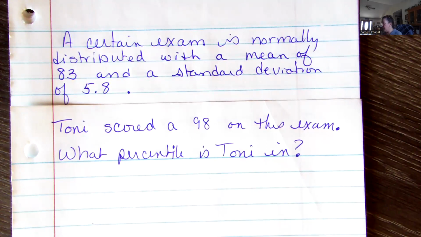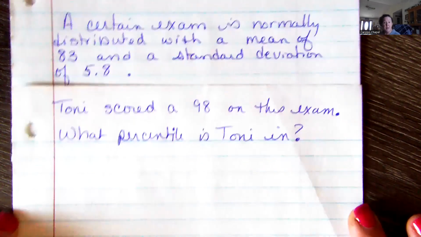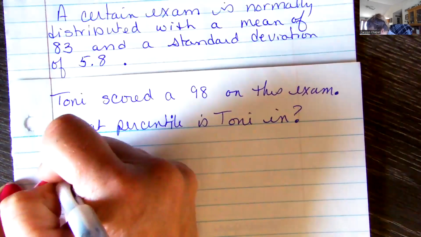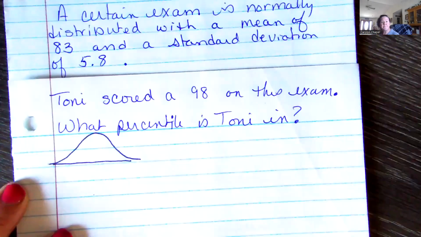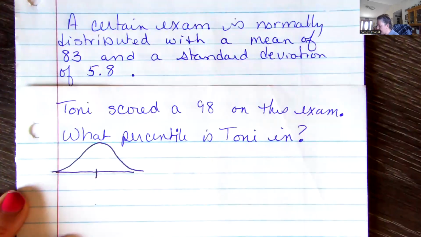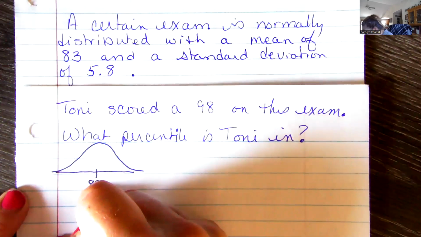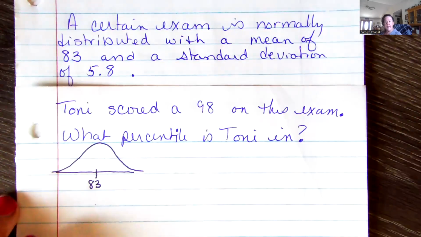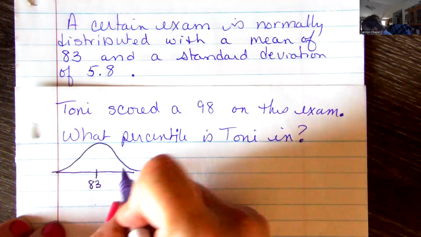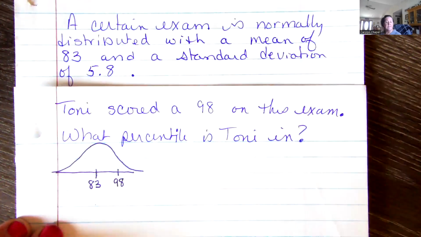Okay, so first thing I am going to use a picture to draw what's going on. So we have normally distributed, which means we've got our bell curve. In the bell curve, we know that the center of that curve is 83. We could use that 5.8 to set up our 68, 95, 99.7 tick marks if you wanted to. But I'm not going to, because I want to find the percentile of the 98. So they are getting a 98 on this exam.